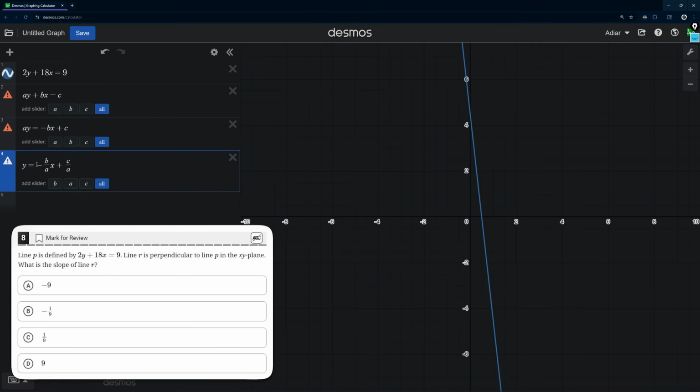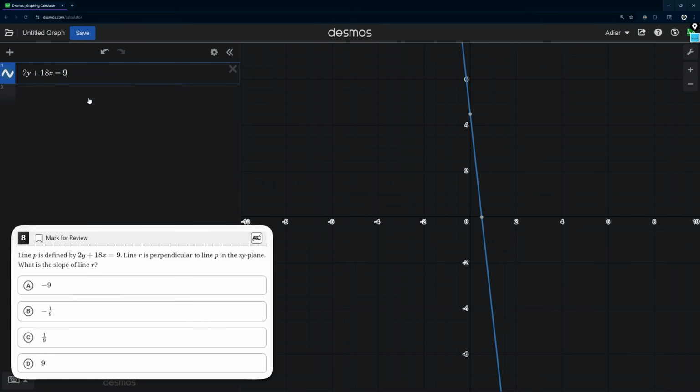And that sort of just looks like y equals mx plus b, where this is m, so the slope is -b/a. So we know that -18/2 is our slope. So -9 is our slope.